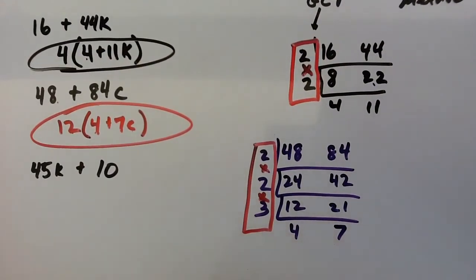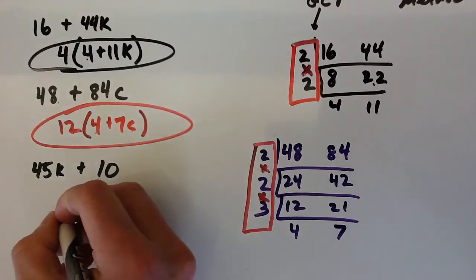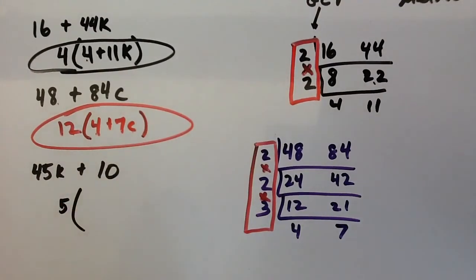One more example here. We have 45K plus 10. Okay, what is a common factor between those two? Well, this ends in a 5 and that ends in a 0. And so I know that they're both divisible by 5, and in fact that is the greatest common factor. 5 is the greatest common factor. So I'm going to pull that factor out.